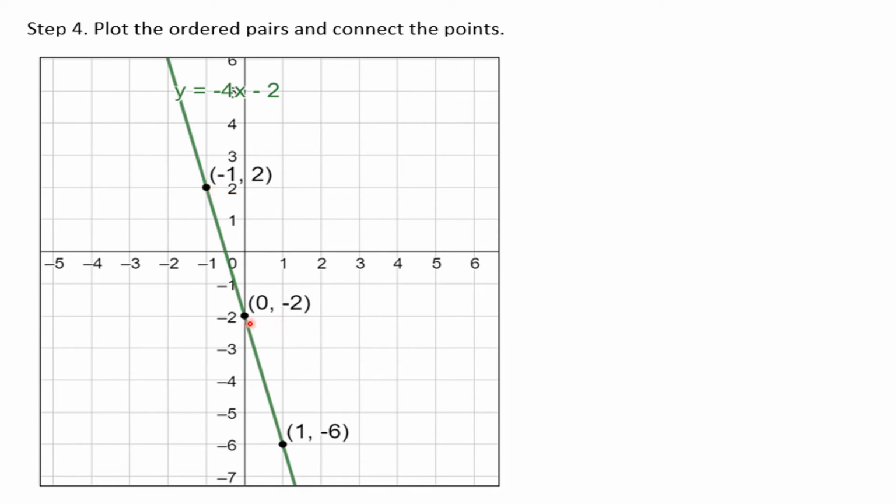And then are si point 0, -2, and then point 1, -6. And then you create a straight line connecting these points. So that's how we graph a linear equation in standard form.